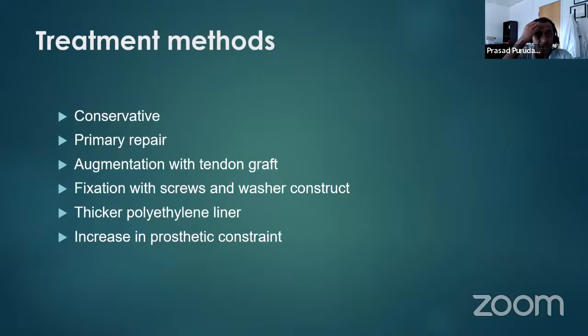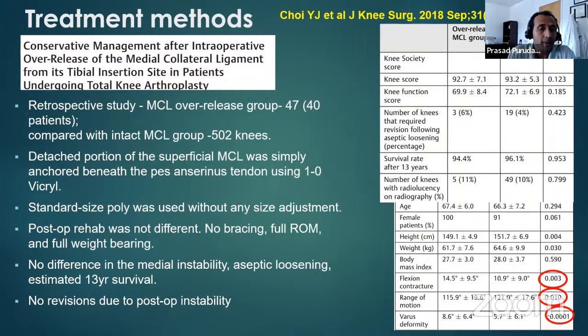Various treatment methods have been described by many authors over the last many years, including non-surgical conservative treatment, primary repair, augmentation with tendon grafts, fixation with screws and washer, using a thicker polyethylene liner, and finally using an increased prosthetic constraint. And there are many reports about using these techniques and various combinations of these techniques. So I'll go over some of the reported literature here.